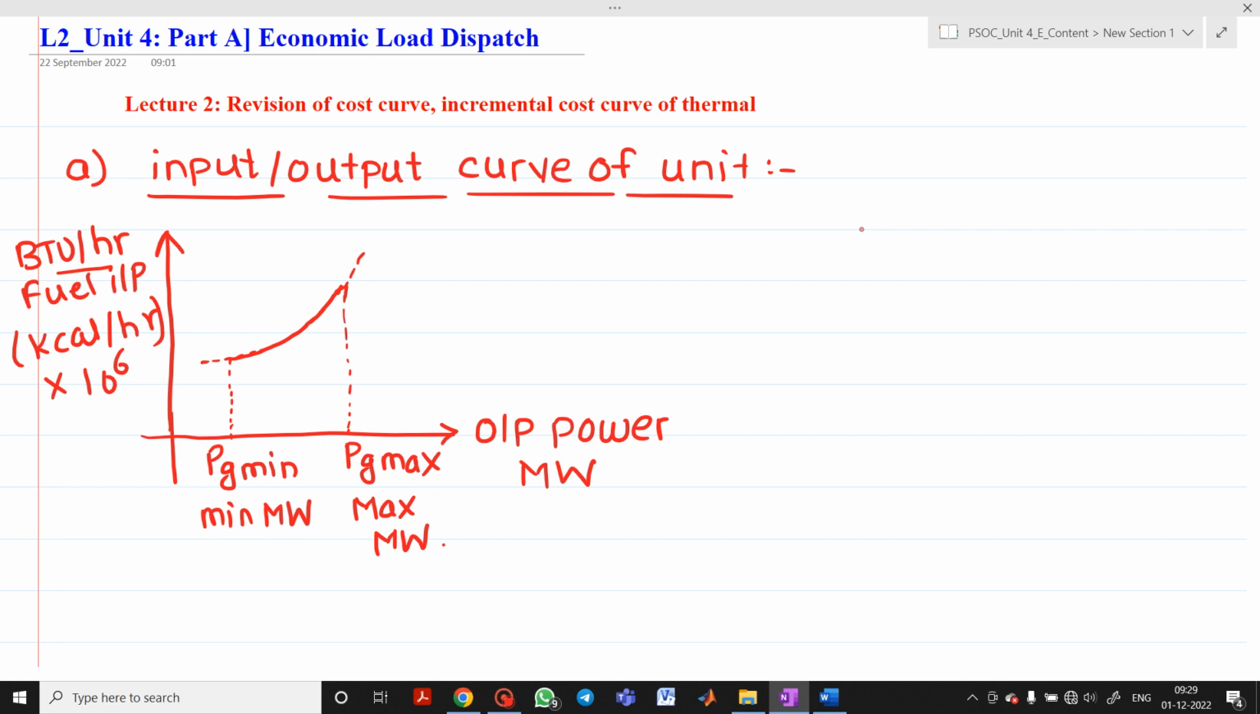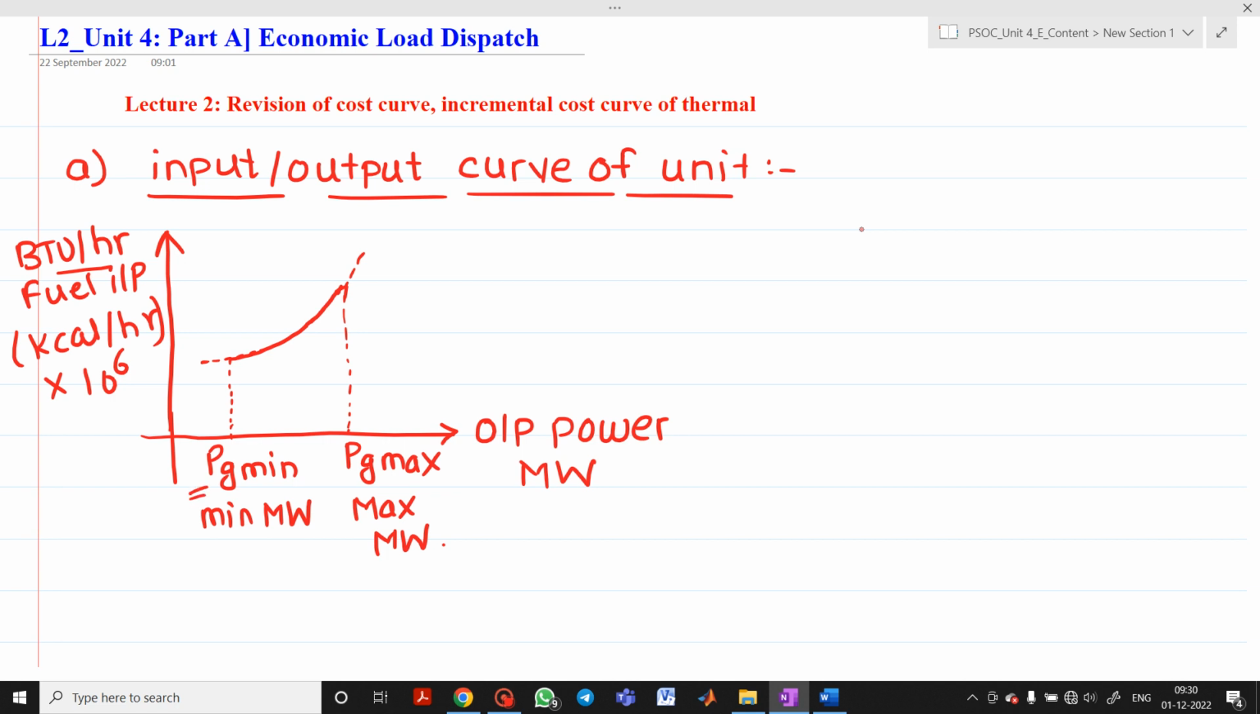Now the output is normally a net. This will be the output. Output is normally the net electrical power coming from a steam unit. It might be in kilowatt or it might be in megawatt. Now in practice, the curve may be very smooth, and from practical data, such an idealized curve may be interpolated. Now, the nature of this curve is a non-linear curve.